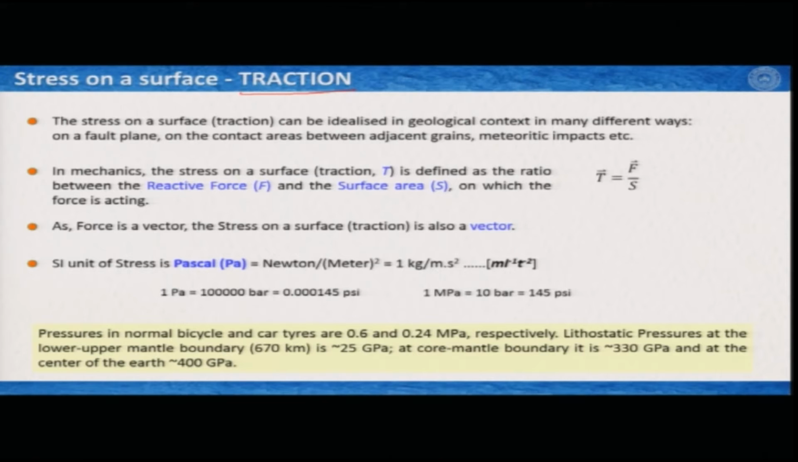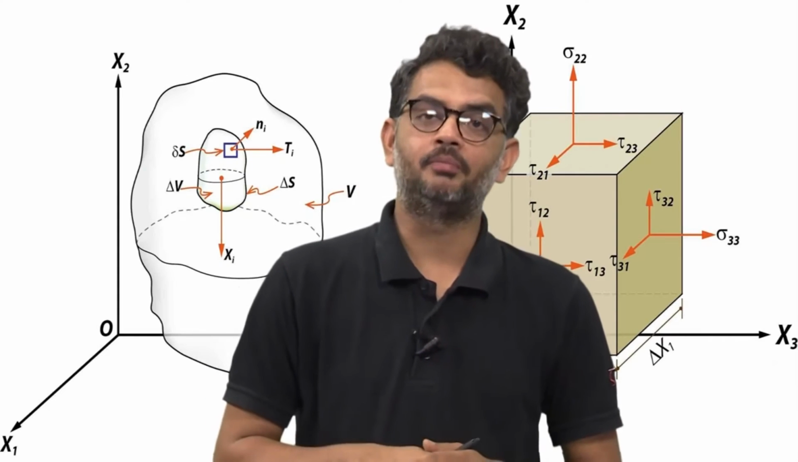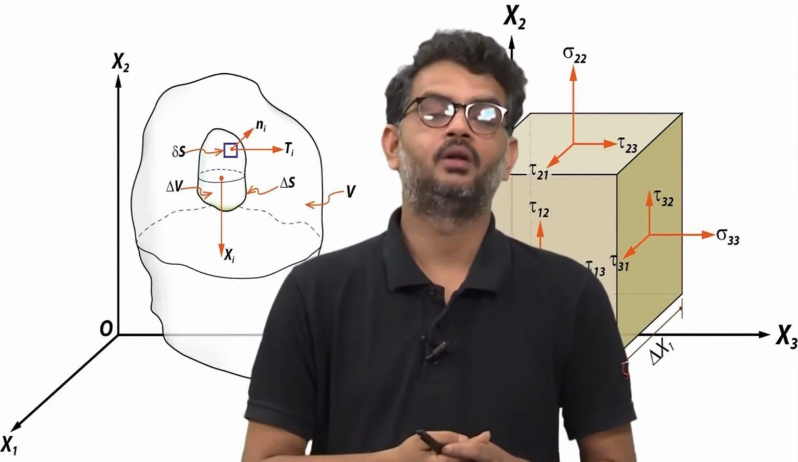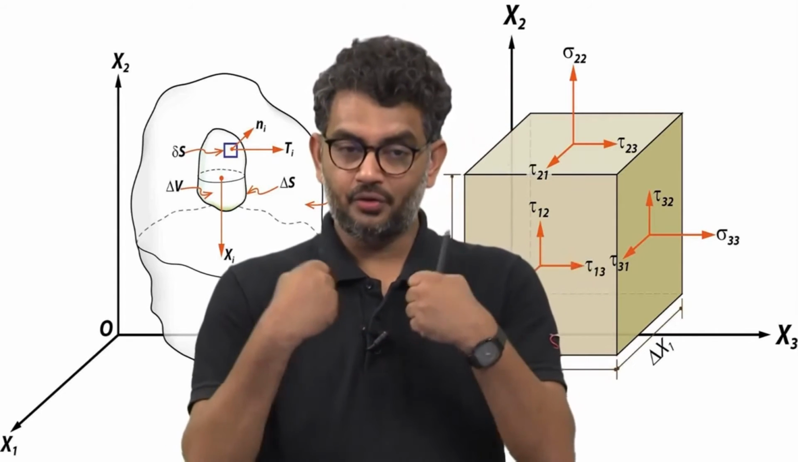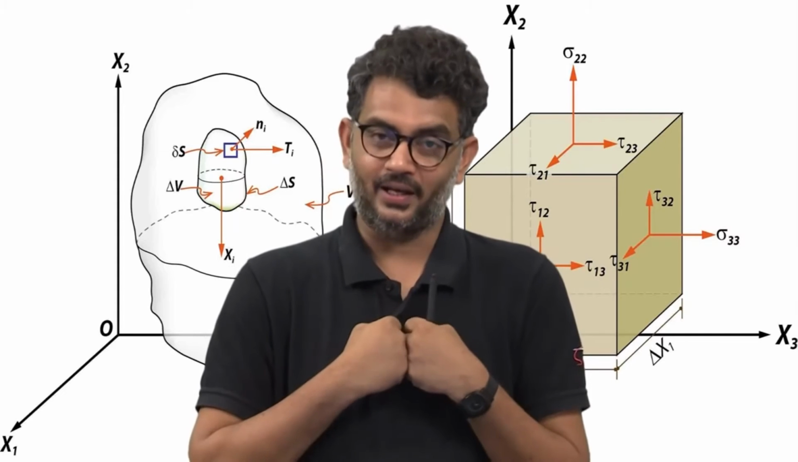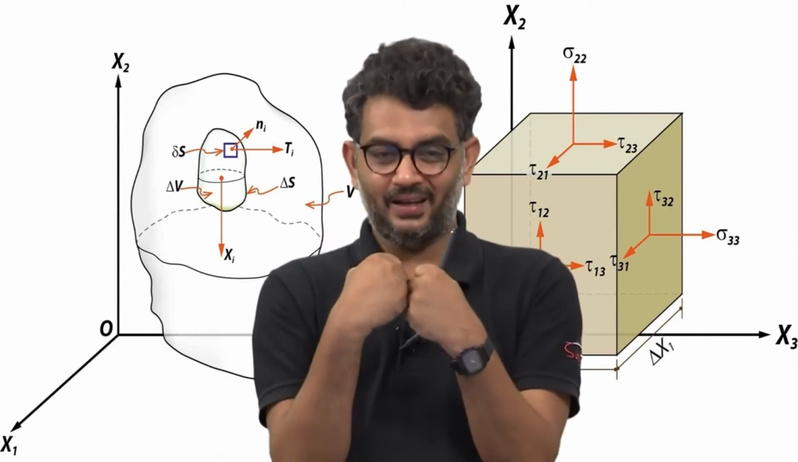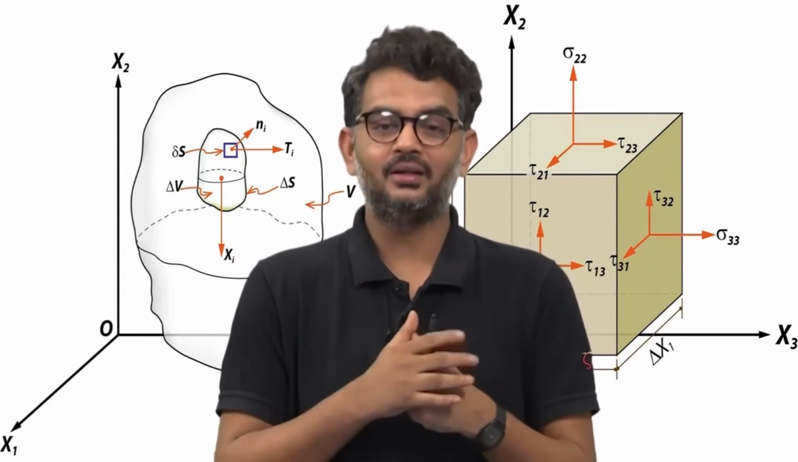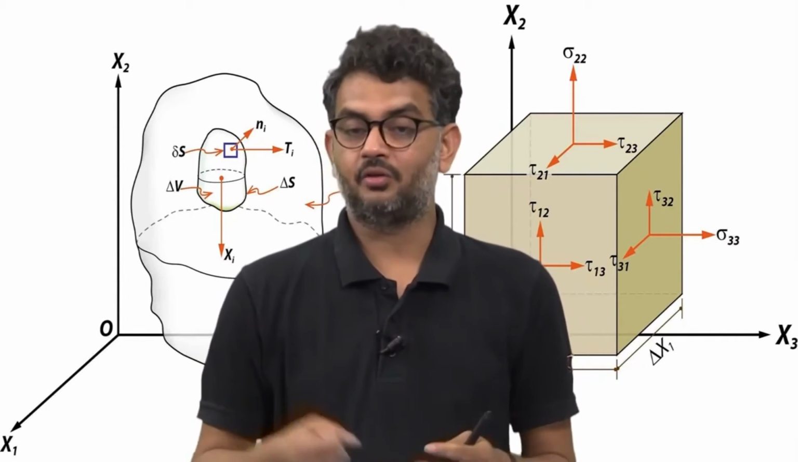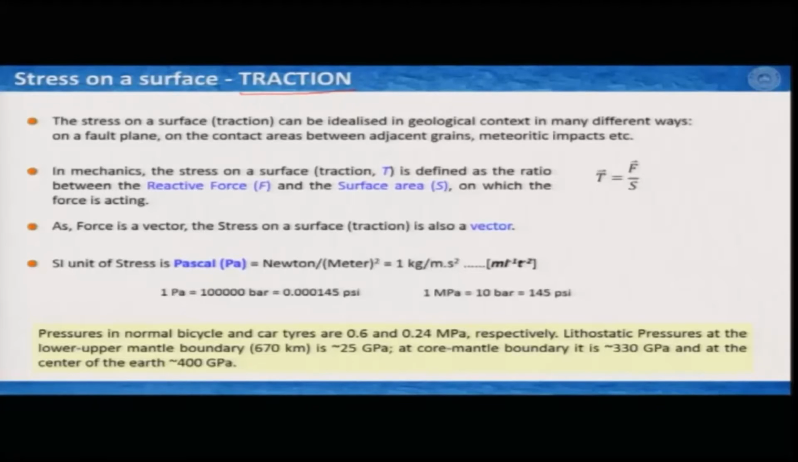For example, when you have a fault plane, two planes are moving past each other, keeping contact, or you can imagine that two grains are in contact on a very micro scale, and one grain is transferring its stress to the neighboring grain. That means it is generating a traction at the grain boundary. You can consider meteoritic impacts and so on. These are some very visual examples, but wherever there is a deformation, there is a traction. You can think this way.